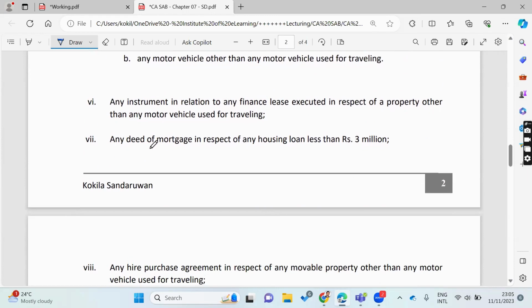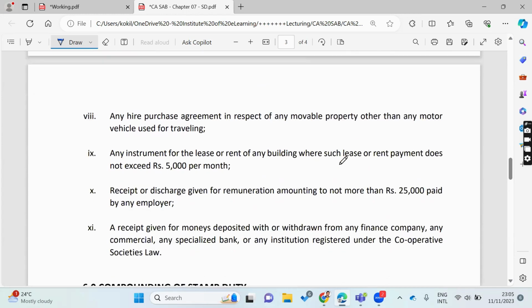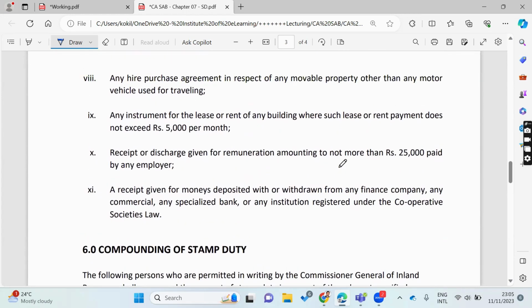And also if you are engaged in any debt or mortgage in respect of a housing loan of less than 3 million, no stamp duty, even though mortgages are liable. If it is a housing loan related mortgage of less than 3 million, no stamp duty, right? And there are more like this. Here is another famous thing. If you are getting a salary of less than 25,000, no stamp duty, right?